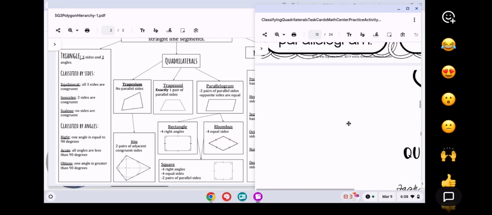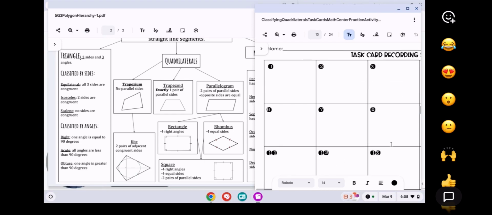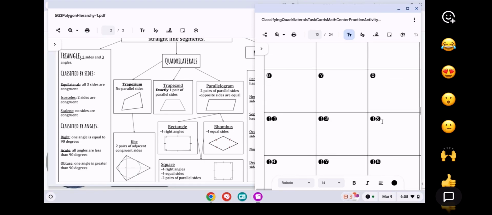Now I need to find number 13 on my recording sheet. So right here, when I write my answer, I might write that I think this is a rectangle and my justification is that it has 4 right angles. It's a parallelogram, but it does not have 4 equal sides. That would be my justification.